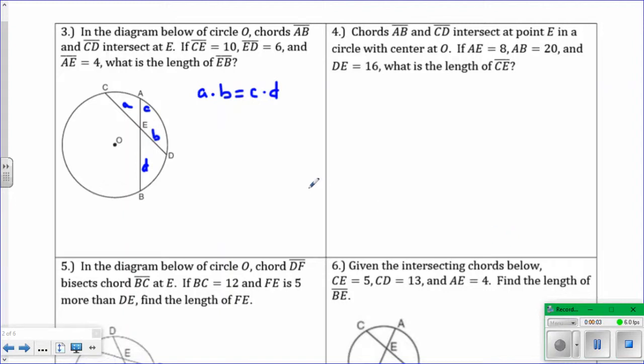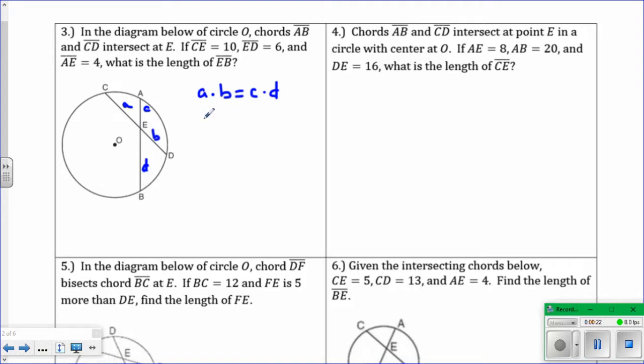This video is going to use the rule for when you have intersecting chords. I'm going to use the diagram for number 3 as an example here. We have two chords that intersect. The rule is that it doesn't matter which chord you start with, but you multiply the lengths of A times B and then set it equal to the other chord, C times D.